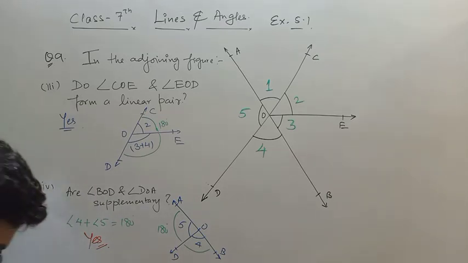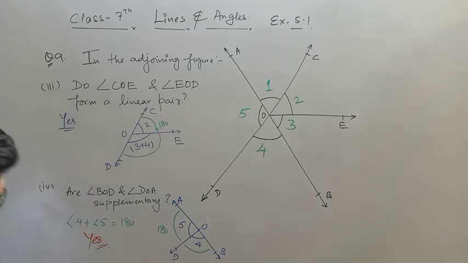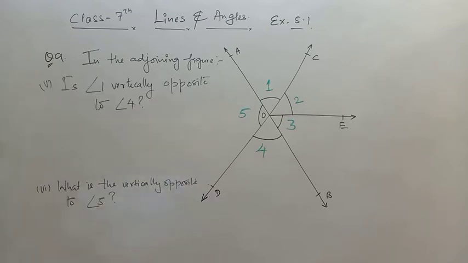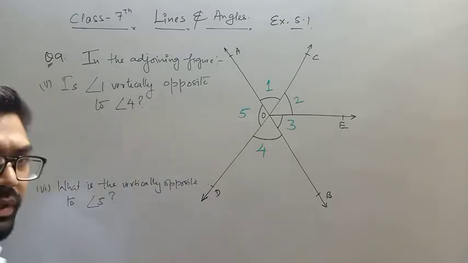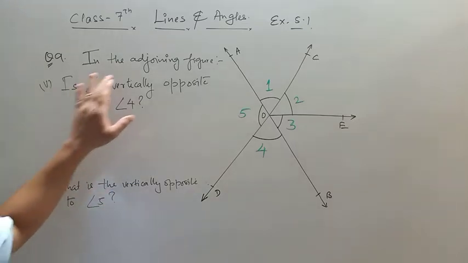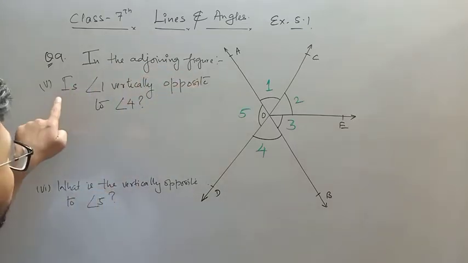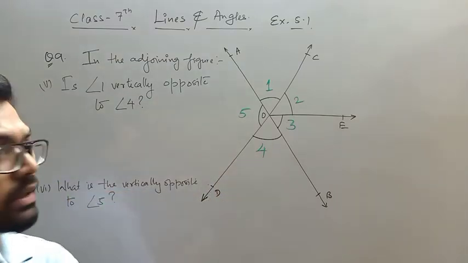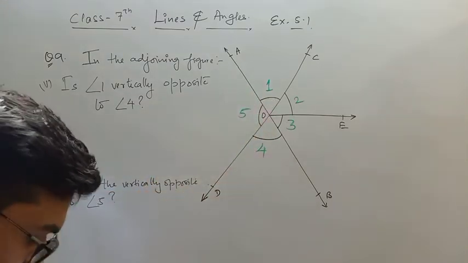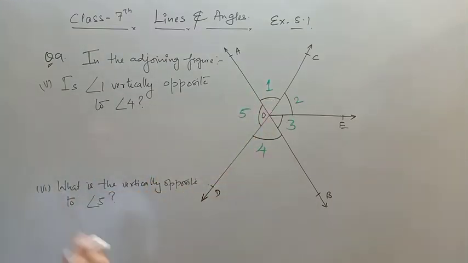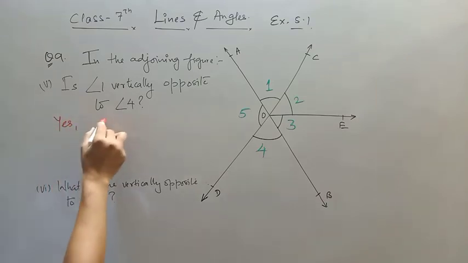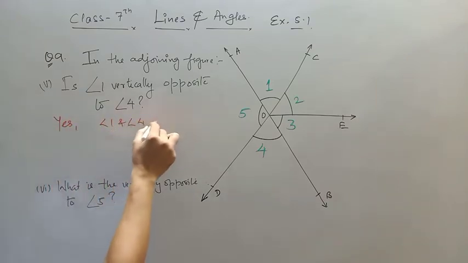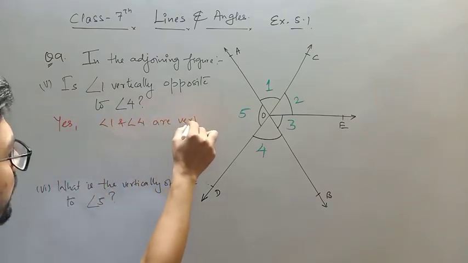Then two more parts are left. Please note it down fast. Now the fifth and sixth parts of the same question: in the adjoining figure, is angle 1 vertically opposite to angle 4? Yes, these two are vertically opposite angles. The answer is yes, angle 1 and angle 4 are vertically opposite angles.